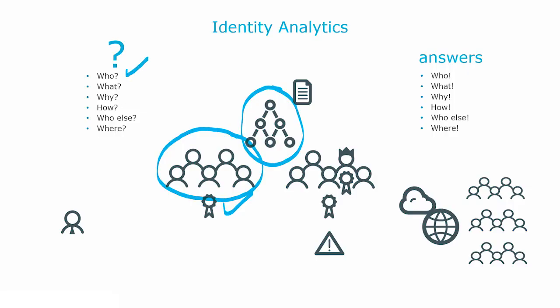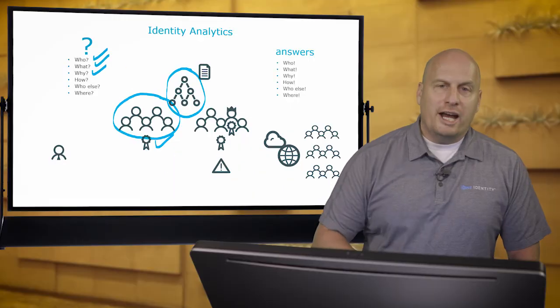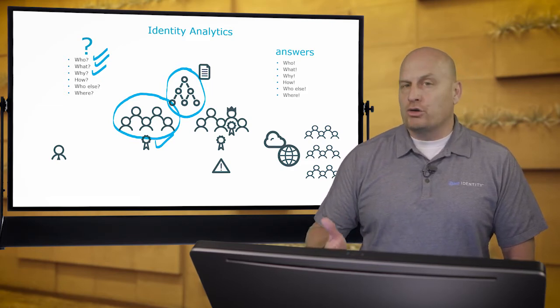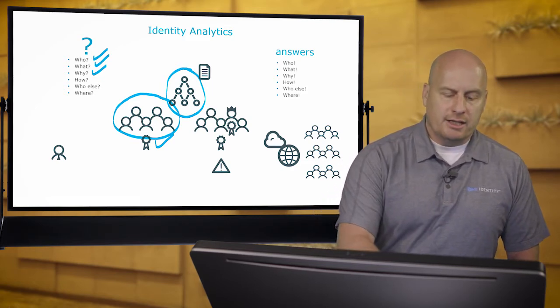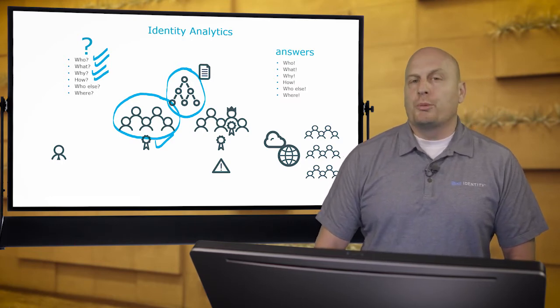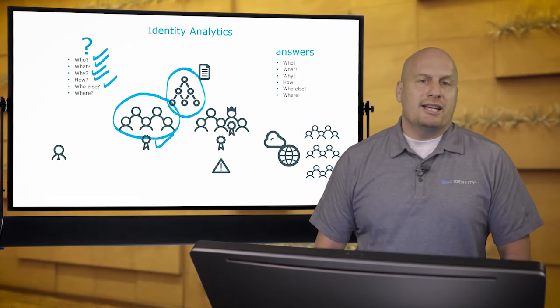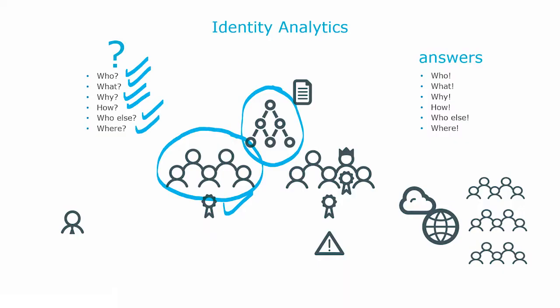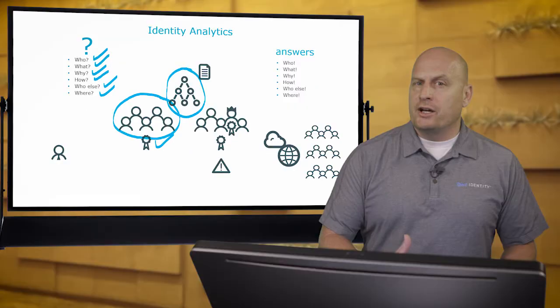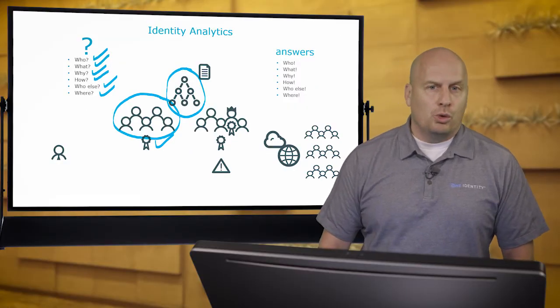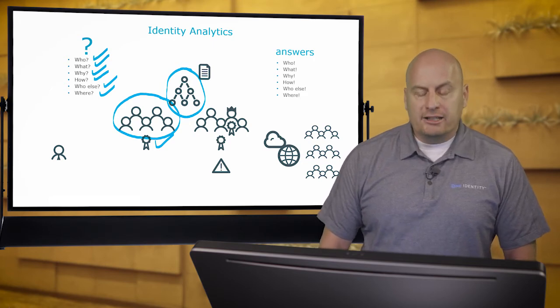Questions like, who actually has access to what? What access does an individual person actually have? Why do they have that access? What about their job means that they should or should not have that access? How did they get that access? Who approved it? Who set it up? Who requested it originally? Who else has similar access, or maybe even more importantly, who else that should have that access does not have that access? And finally, where are there anomalies? Where are there cases of access that doesn't match what somebody's role or group membership is? So identity analytics is meant to find that.